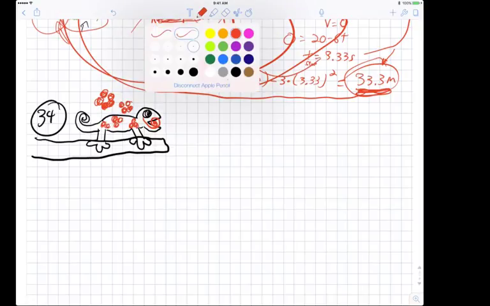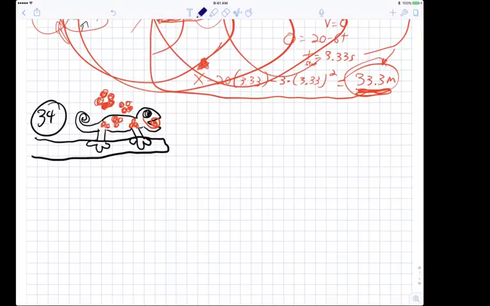Okay, so let's talk about the motion. Oh man, that bump in there is killing me. Let's try this again. Yeah, that's straight. Okay.